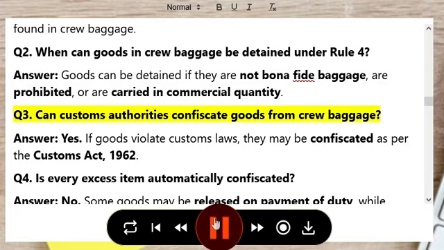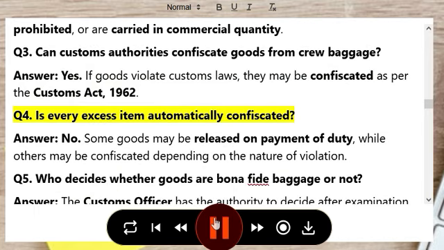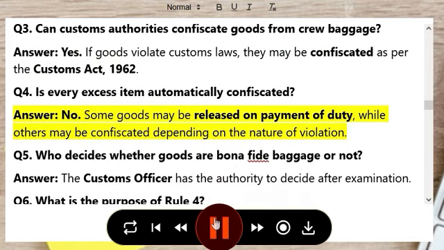Q3. Can customs authorities confiscate goods from crew baggage? Answer. Yes. If goods violate customs laws, they may be confiscated as per the Customs Act 1962. Q4. Is every excess item automatically confiscated? Answer. No. Some goods may be released on payment of duty, while others may be confiscated depending on the nature of violation.